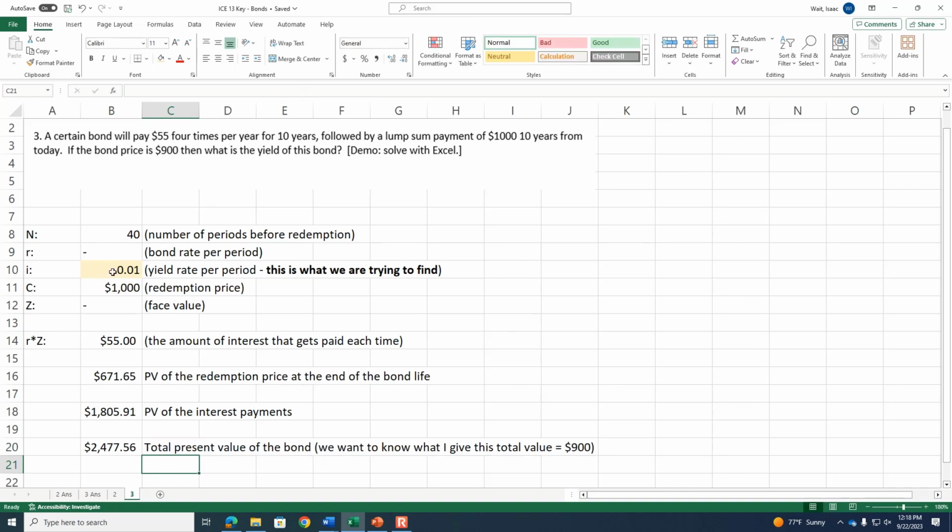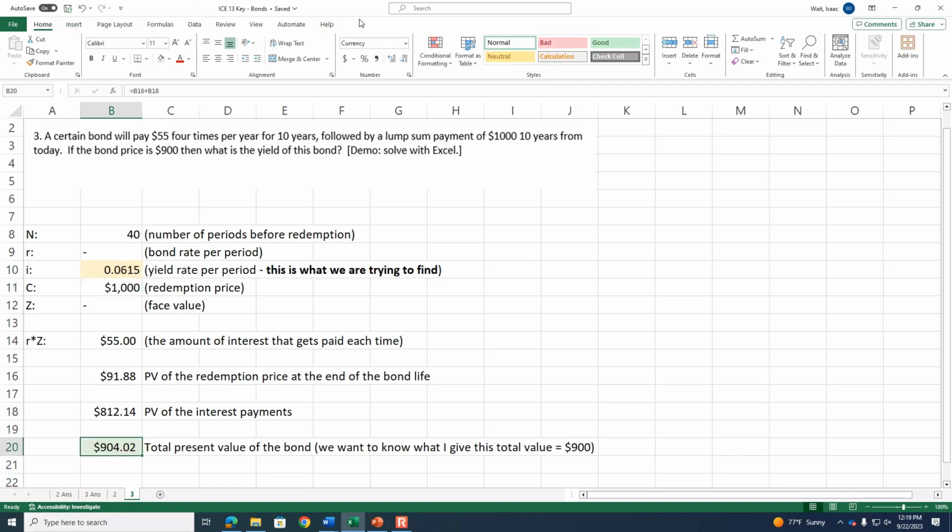Well, 1% isn't the interest rate that makes this 900, because right now it's too high. So what if I changed it to 2%? Is it getting closer? Yeah. 3%? Closer. 4%? Closer. 5%? I'm getting awfully close now. Rather than just keeping to type it in, which I could do, I could manually iterate until I get to the interest rate that I'm looking for. That's too big. 0.15. That's getting awfully close.